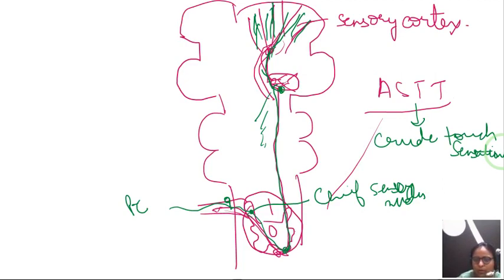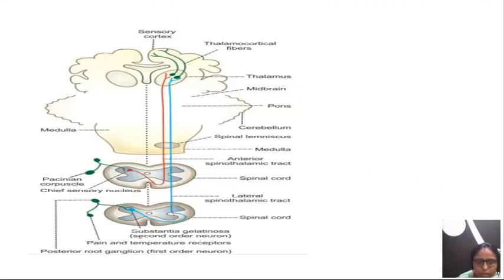Any questions up to here? Okay, then let's proceed to the next one. First, I'll show you the diagram of it, how it looks. If we see, this is the lateral column, so it is situated in the lateral. So we named it the lateral spinothalamic tract. And the tract in red color is the anterior spinothalamic tract.